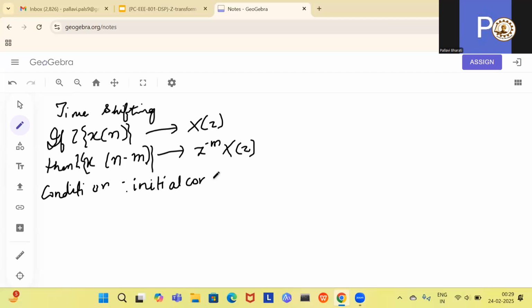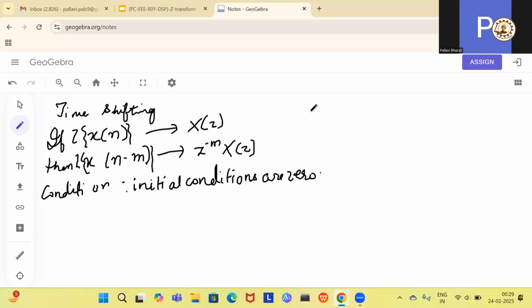Now what is the meaning of this? That there should be no value of the signal before 0. The meaning is that at the initial time, whenever you have started to acquire the signal, there is nothing before the time you have started to acquire the signal. So initial conditions are 0.